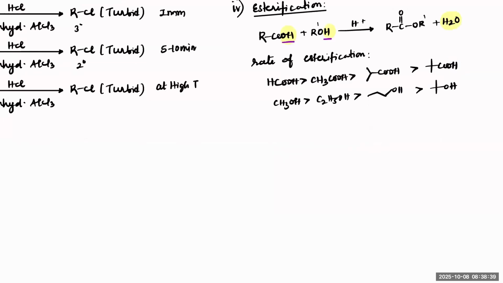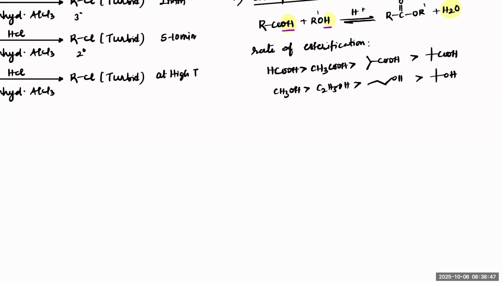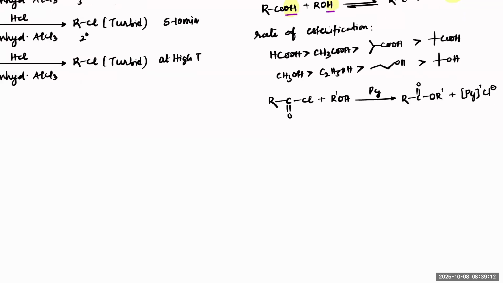This reaction is usually an equilibrium, which means it is backward favored. If you want to make the reaction go only in the forward direction, then instead of taking acid, we can take acid chloride and then R'OH, in the presence of pyridine. That will convert into RCOOR' and pyridinium chloride. So this reaction will avoid going in the backward direction, only in the forward direction.